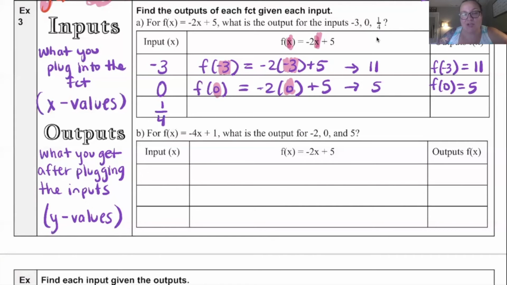What is the function of negative 3 in that equation? The function of negative 3 is 11. What is the function of 0 in this equation? The function of 0 is 5. Now let's find the function of 1/4.